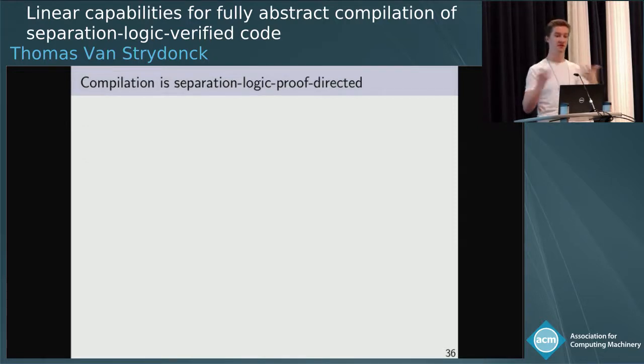We're going to reify resources. But how are we going to use these resources in a compiled program? Well, we say that our compiler is separation logic proof directed because it doesn't just take the source code as an input, but it actually takes the separation logic proof of the source code to guide compilation. And concretely, the main intuition is that we're going to compile operations on resources to manipulations on the corresponding linear capabilities. So let's see an example of this.